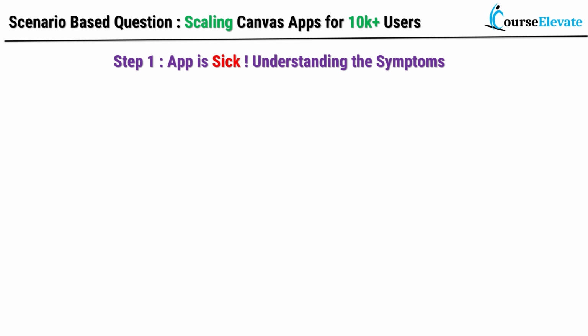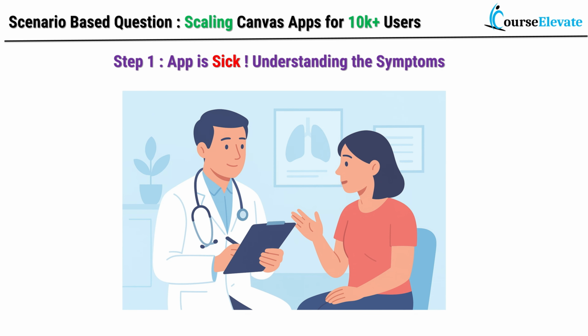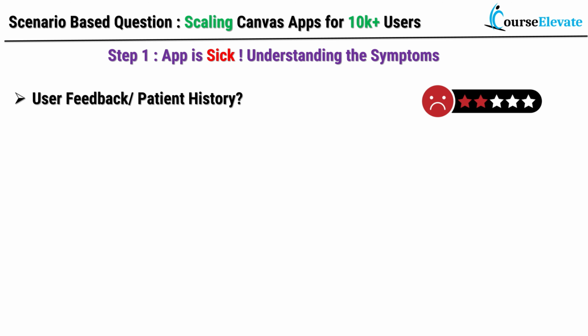So imagine your Canvas app walks into a clinic and says, Doctor, I am slow when too many people use me. Would the doctor jump straight to the surgery? Of course not. He starts with questions, checks the symptoms. That's exactly how we troubleshoot our Power Apps. So just like a patient history, I'll ask these questions first from the interviewer.